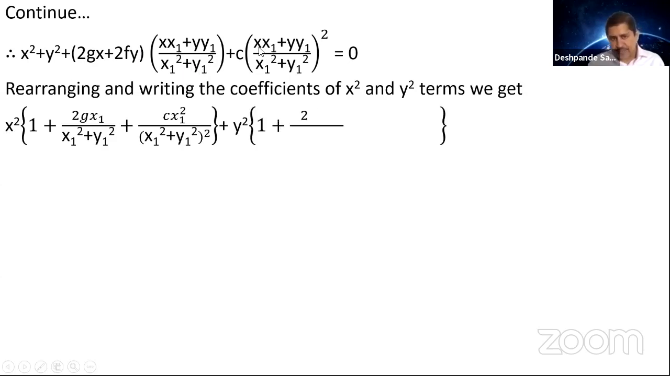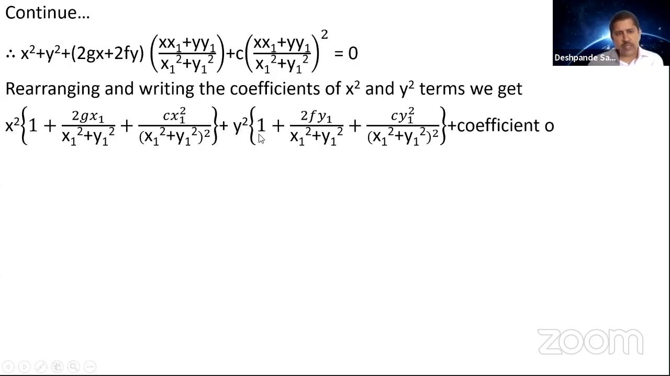Now see here, you got c x1 square is there. Okay, so you can write this as c x square x1 square. X square is written here. So c x1 square by denominator x1 square plus y1 square whole square. Same is the case with y here. So here y square, right? So coefficient of y square is 1.